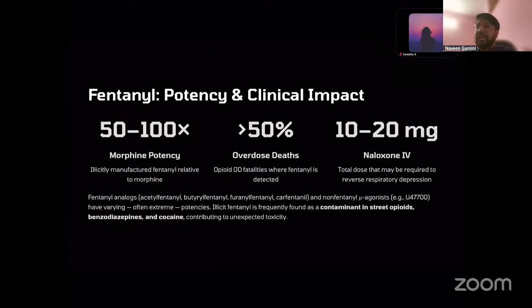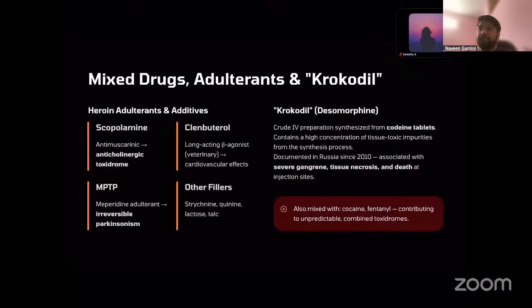These have extreme potencies. As I explained, these are usually illicitly manufactured, so we will have contaminants in the street opioids, such as benzodiazepines and also cocaine. So we will be having unexpected toxicities, and different toxidromes the patient can present with.